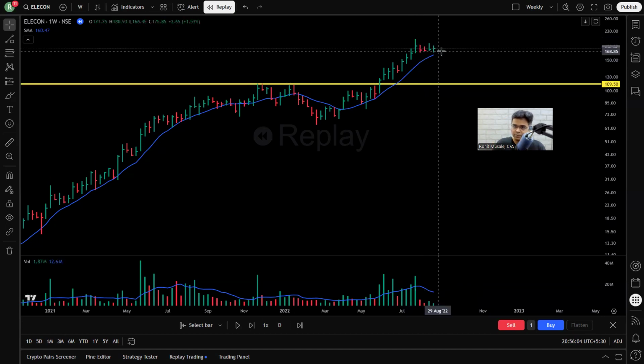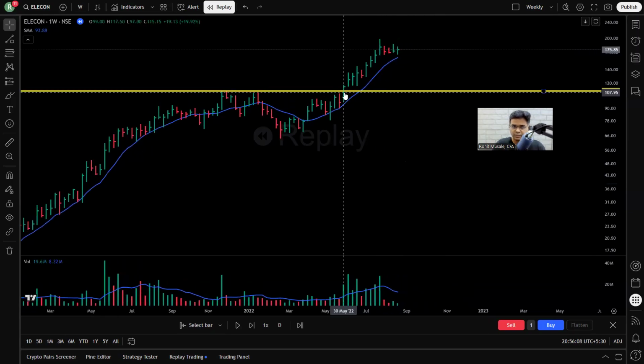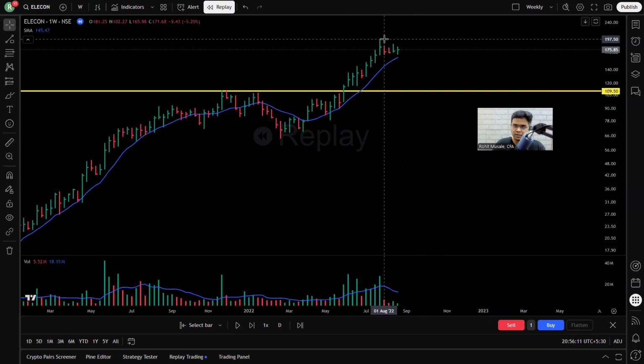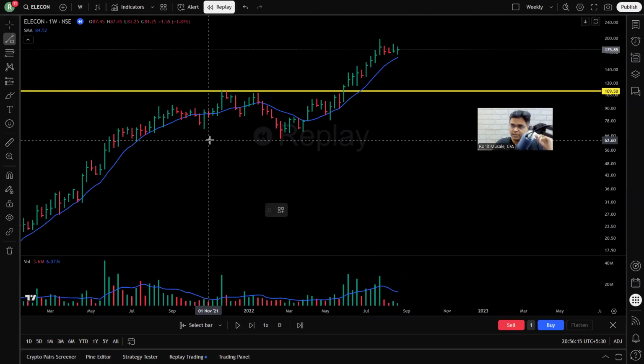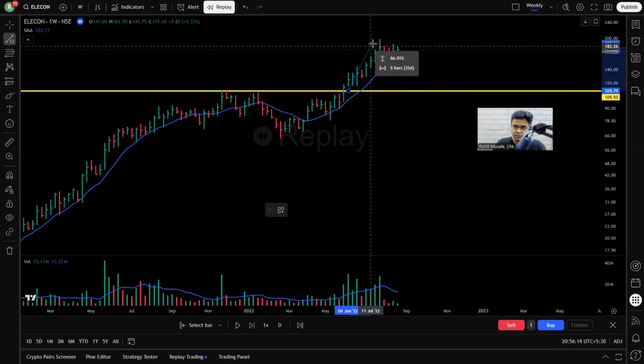Now, this could be base number 2 depending on the previous price action. So let's see from here till the high of this bar, what's the distance traveled? What are we expecting? 20 to 25%. What do we get from here till here?